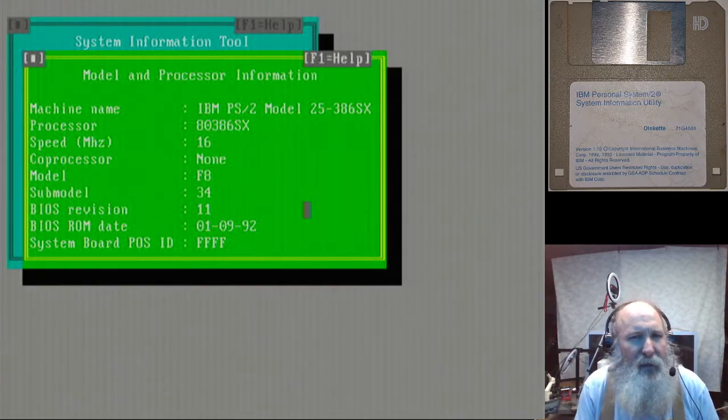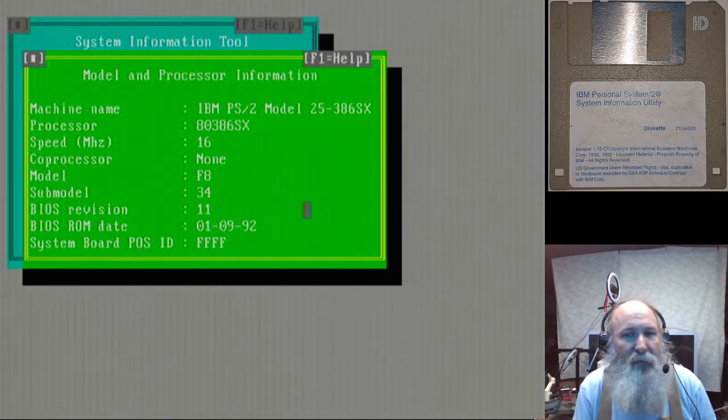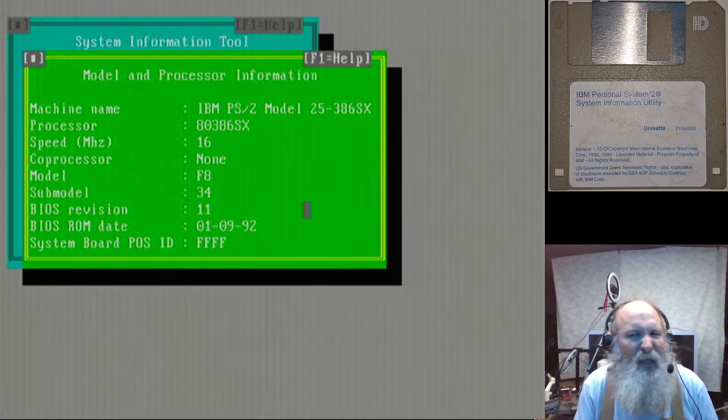The 25SX is the submodel of 34 and has the BIOS revision of 11. I don't know of any other BIOS versions that were released for the 25SX. There's an interesting aside: I saw a reference to a 30SX in an IBM document on the BIOS versions that were out. And I knew that there was not any such animal as a PS/2 model 30SX.